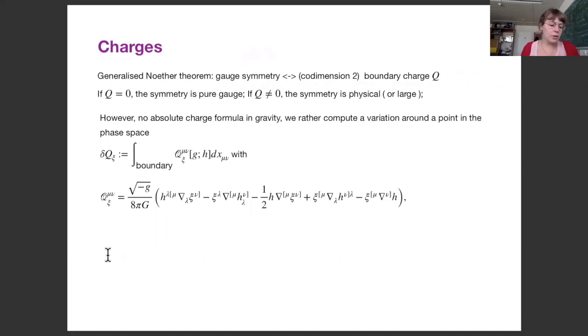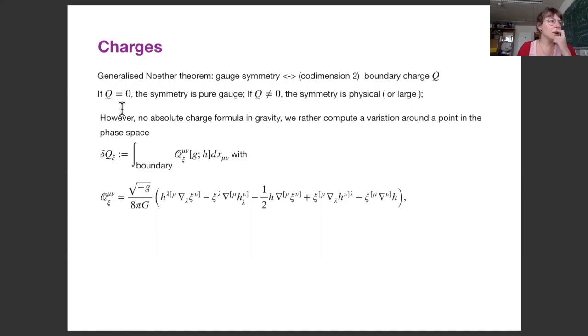In gravity, in gauge theory, you have the generalized Noether theorem that tells you that to any symmetry, you have a boundary charge associated to it, so a codimension 2 charge. You know that for a global symmetry, Noether theorem tells you that to any symmetry you have a volume charge, and here because it's gauge, you will get a boundary charge. You can think of it in the electromagnetism case when you have the Gauss law. It's an integral over a boundary.